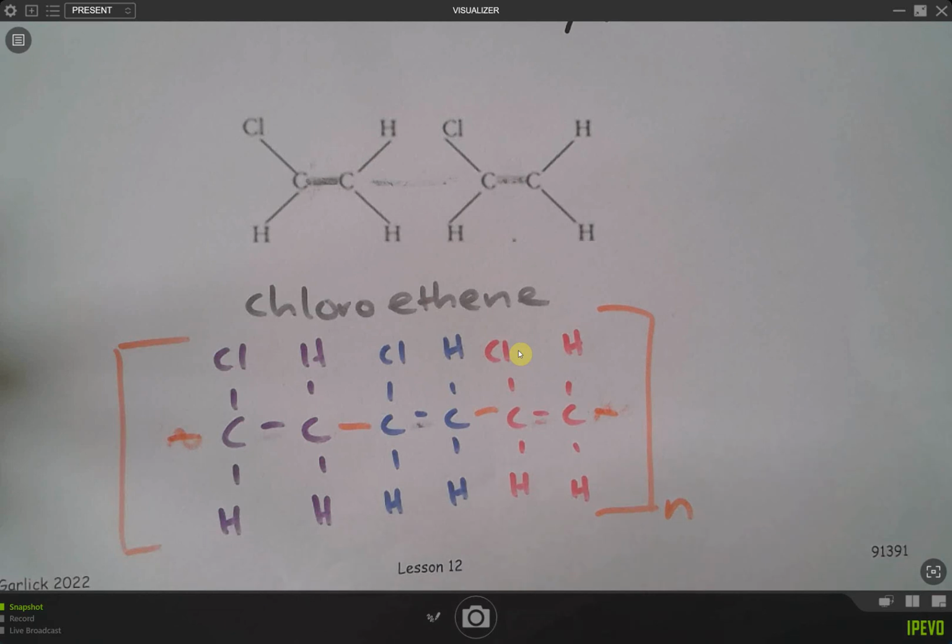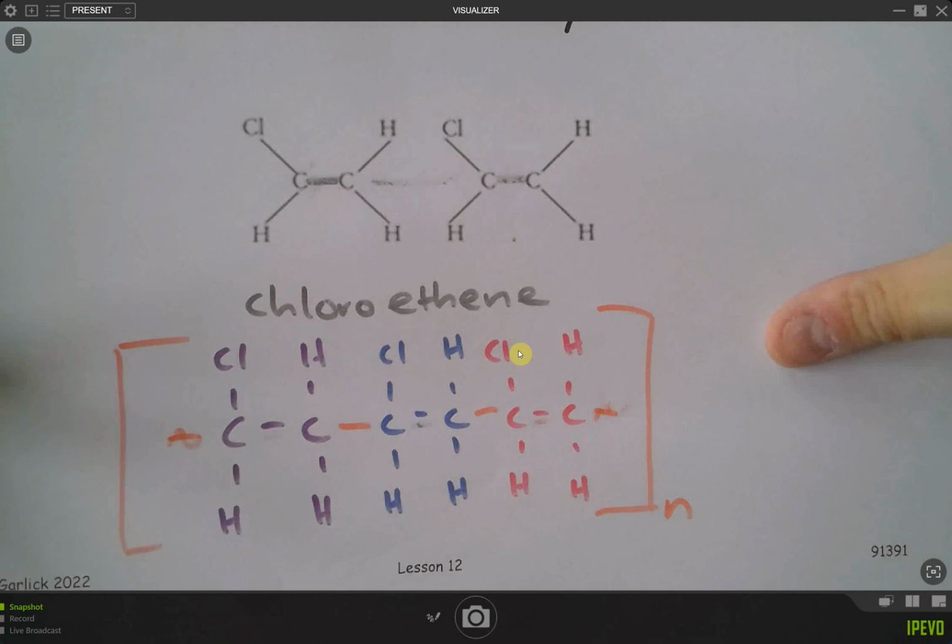So that's how I go from monomer to polymer. Read the question because sometimes they'll ask you to do 2 repeated units. Sometimes they might ask you to do 3 repeated units. It really depends on the question. Most likely they'll just ask you to do 2. All right, can I move it?